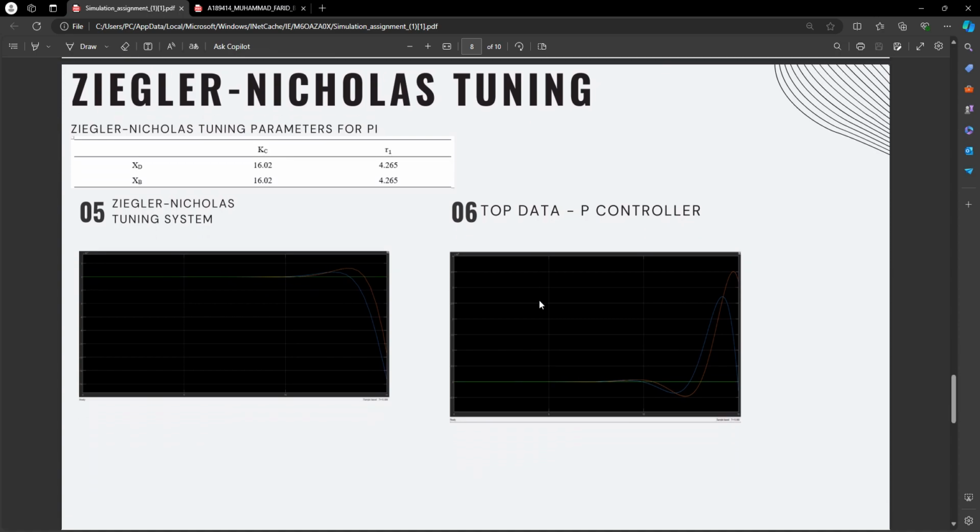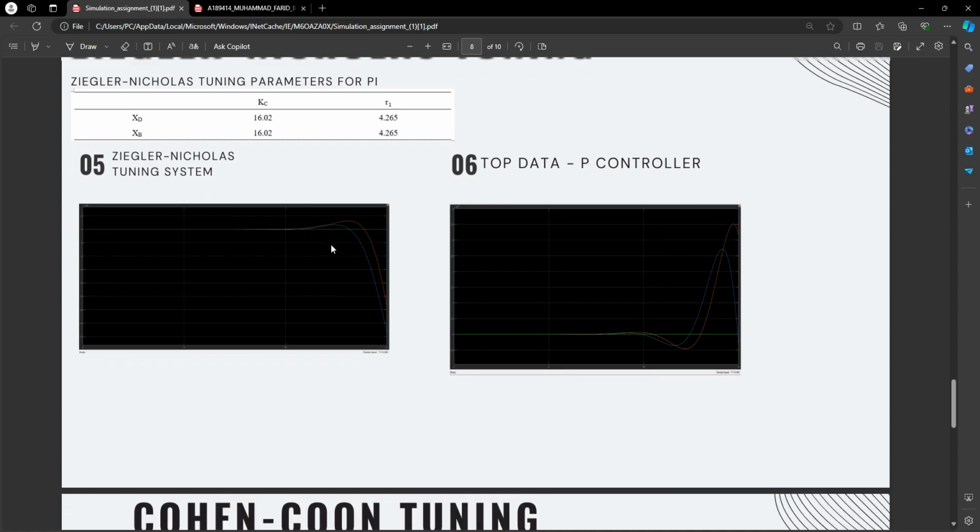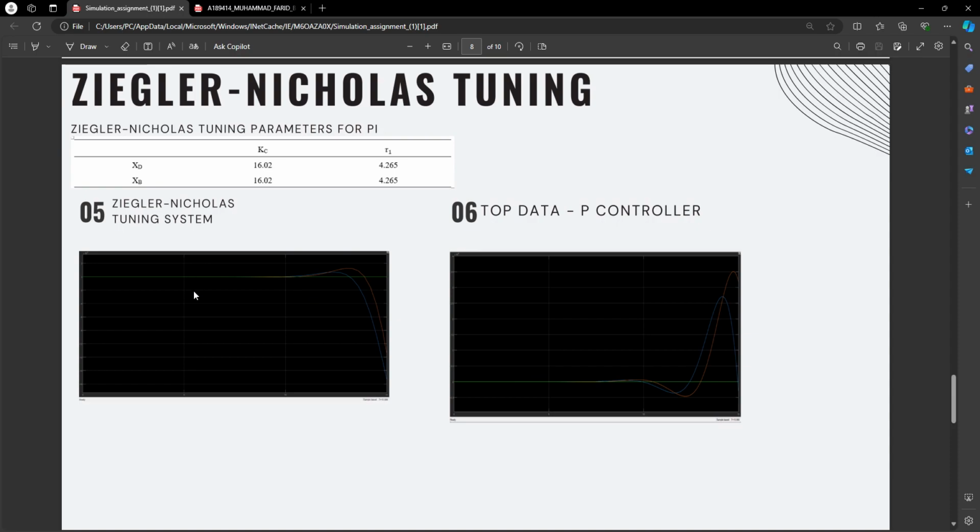Continuing that part, we are going to set some parameters. For the XD and XB, we are going to set the KC at the same value, 16.02, and also the top one at 4.265. So these are the data that we obtained. The first data is the PI controller using the Ziegler-Nichols tuning system. This one is the PI controller, and this one is actually the PID controller data.